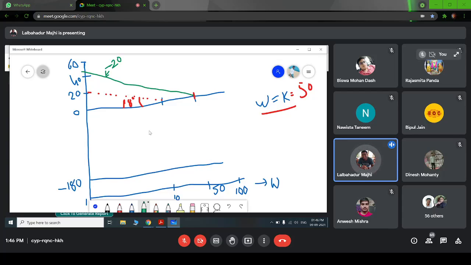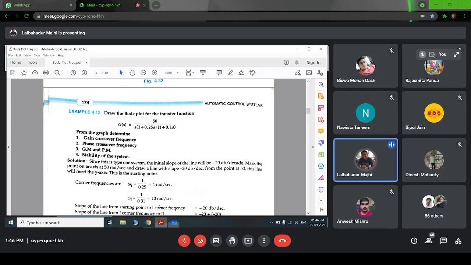The next step is to identify the corner frequencies. We have only two poles. T1 is 0.25 and T2 is 0.1. So omega 1 is 1 by T1, which is 4 radian per second. The second corner frequency is 10 radian per second.